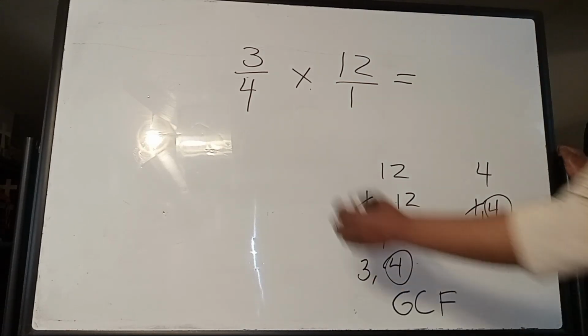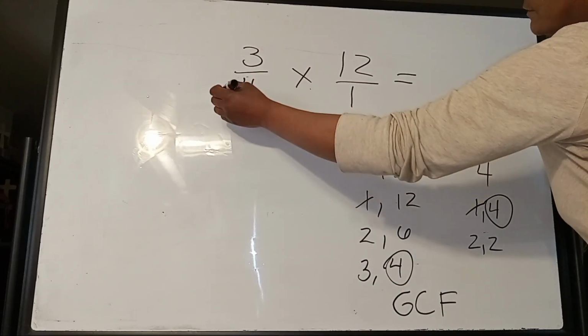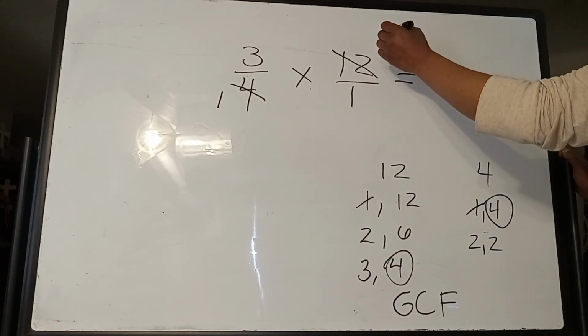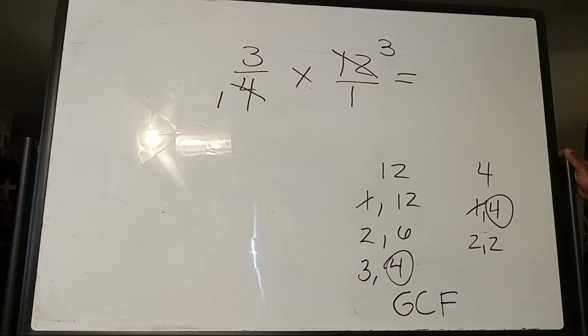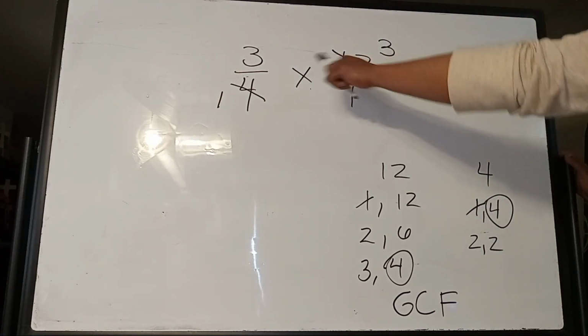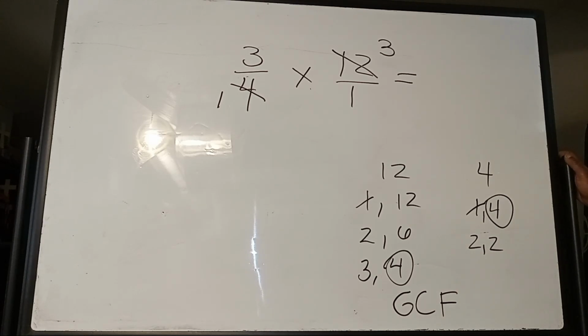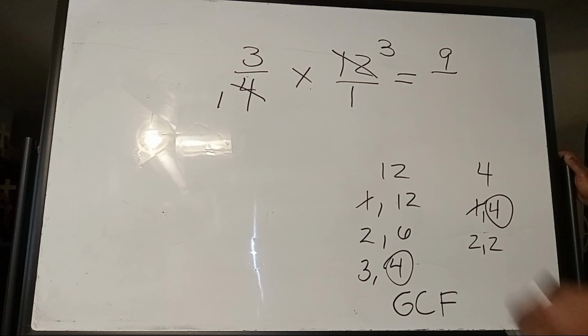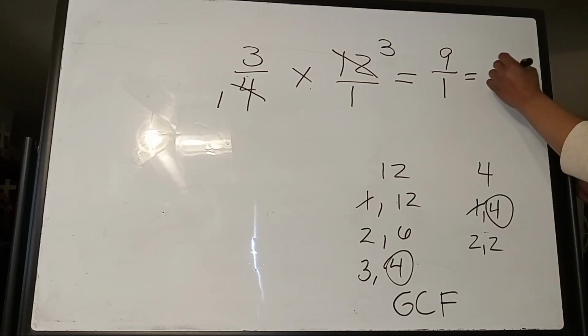If we divide by 4, 4 divided by 4 is going to leave us with 1. And 12 divided by 4 is going to leave us with what? 3. Exactly. So now we kept our number as small as we can because we reduced right away, right? And so we have to multiply straight across. 3 times 3 is how much? 9. 1 times 1 equals 1. Equals 9. Exactly.